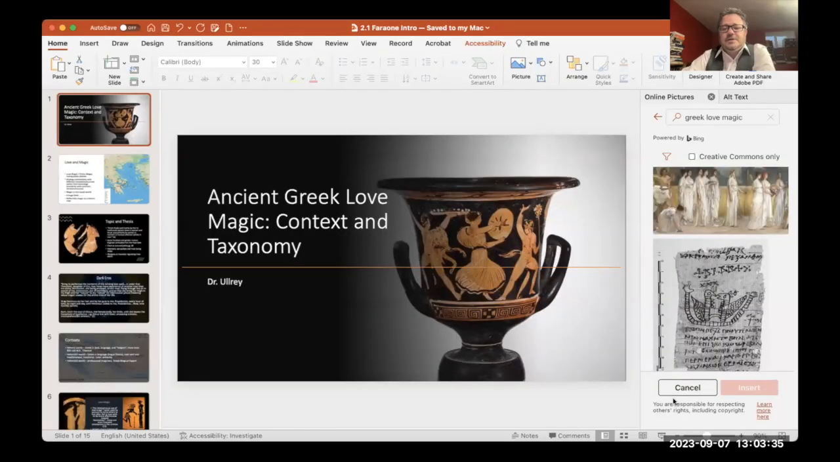One is ancient Greek love magic, as expressed in Christopher Faraone's book, Ancient Greek Love Magic. And then we will also be discussing magic rituals in India, and we'll be looking at my own research on that. So without further ado, let's start talking about ancient Greek love magic. This is a book that I really enjoy teaching, so I'm glad I'm able to share it with you.